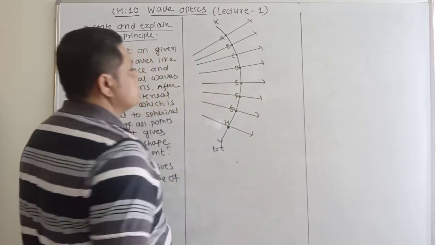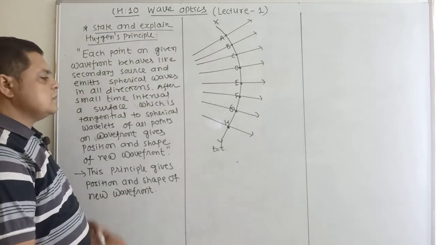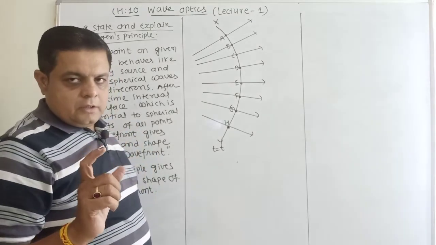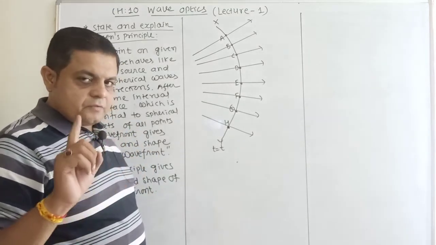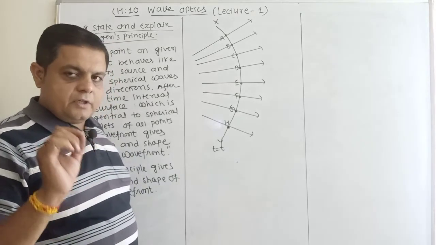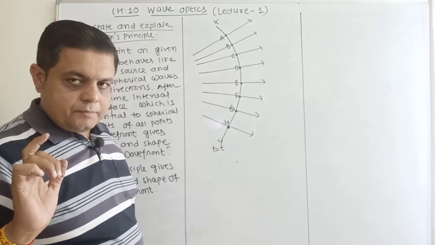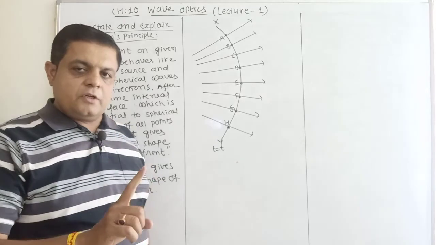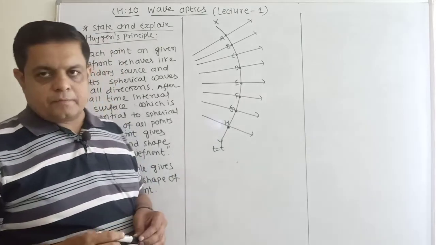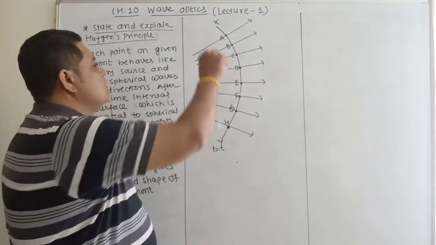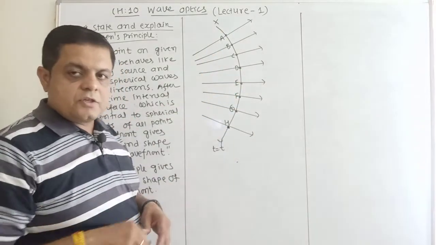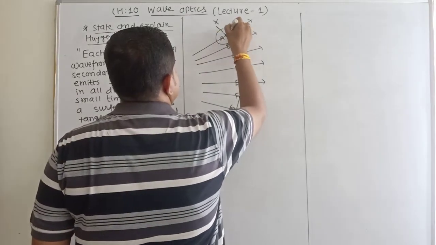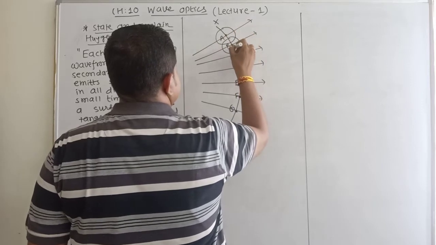Okay. Now suppose we are interested to find position and shape of the new wavefront at time t plus delta t. So the time interval is delta t. If the speed of the wave in the medium is v, in that case distance traveled is v delta t. Now in case of spherical wavefront, distance traveled by the wave is radius of the wavefront. So considering A, B, C, D, all these points as a center, construct spheres of radius v delta t. Okay, so suppose these are the spheres of radius v delta t.